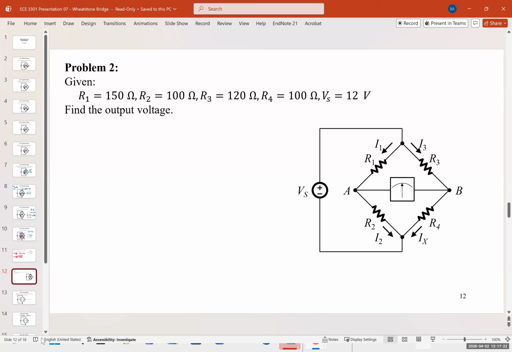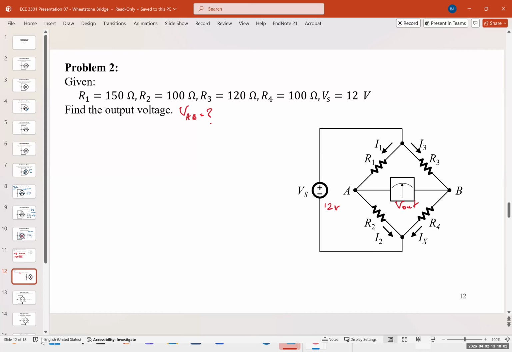Let's solve another example. Given R1 is 150 ohms, R2 is 100 ohms, R3 is 120 ohms, and R4 is 100 ohms. Vs is 12 volts, the source voltage. We want to find the output voltage. Now, the output voltage is this voltage V over here, or VAB. Zero? Okay. Yes. If the system is balanced, VAB should be zero.